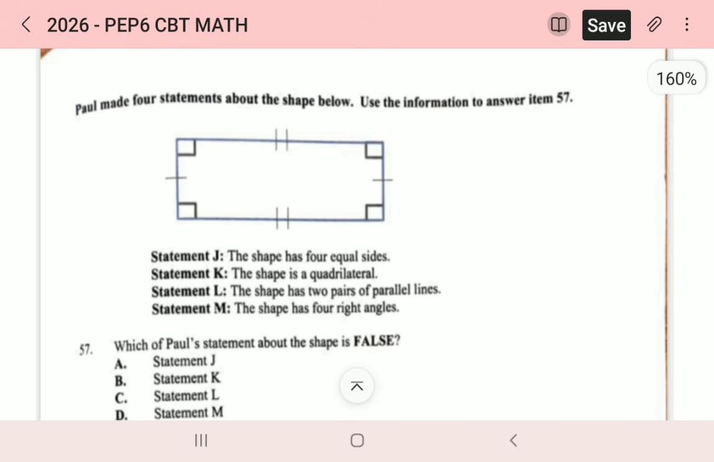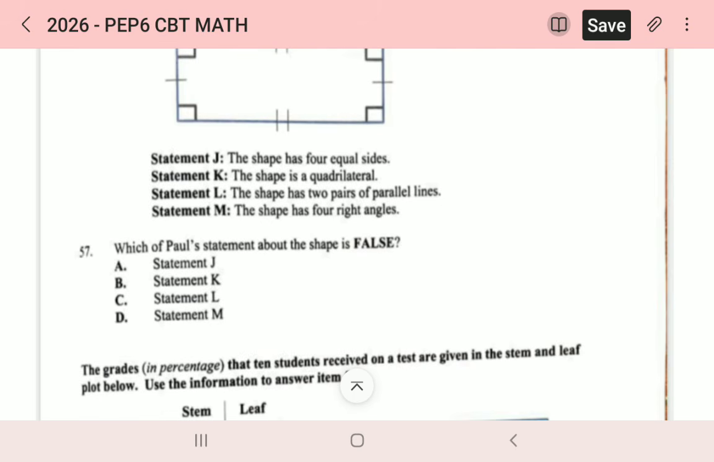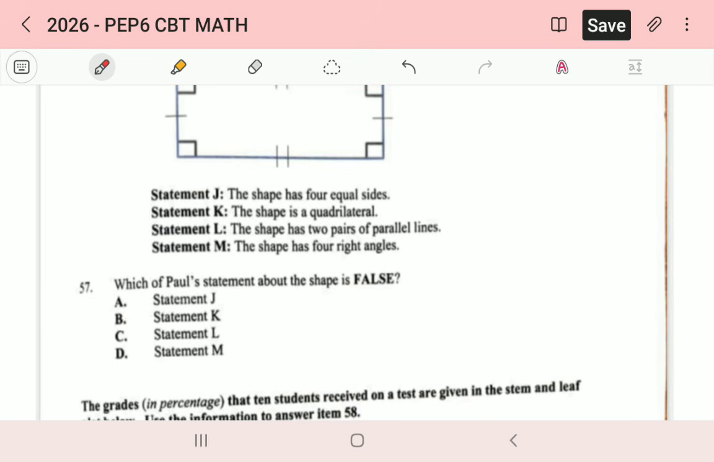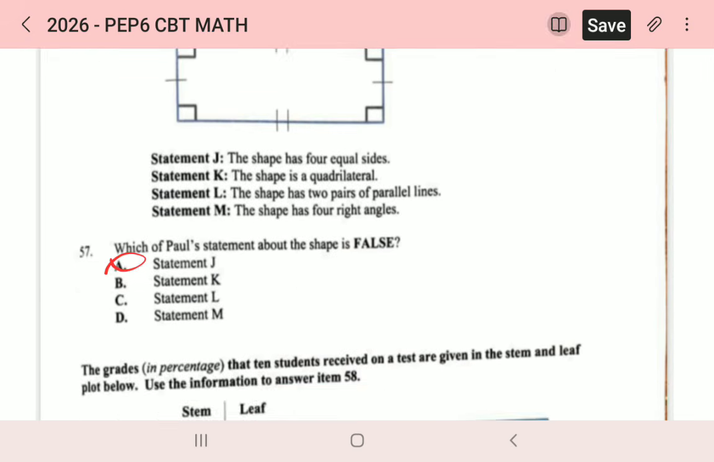Paul made 4 statements about the shape below. Use the information to answer 57. Statement J says the shape has 4 equal sides. That's wrong. Statement K, the shape is a quadrilateral. It has 4 sides. Statement L, the shape has 2 pairs of parallel sides. Sure. Statement M, the shape has 4 right angles. Correct. Which of Paul's statements about the shape is false? It's going to be statement J that says all of it is equal. They're not all equal in size. So it's statement J. Let's move on.